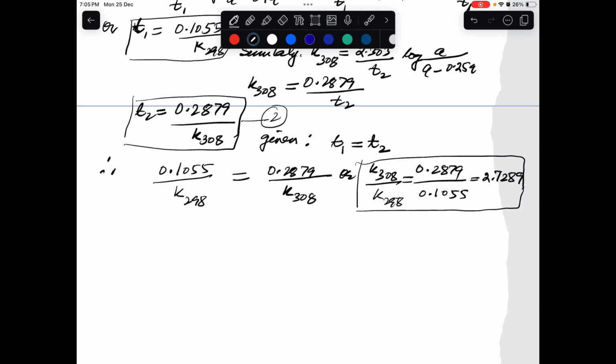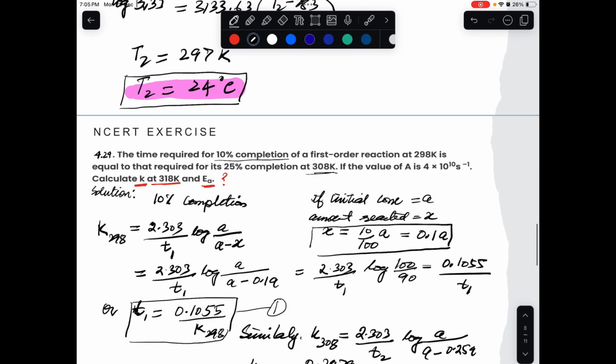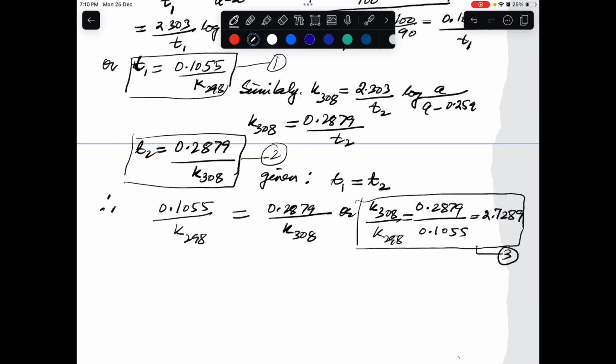Fine. Now what do we have to calculate? We have to calculate K at 318 Kelvin. Okay, so we can write down the Arrhenius equation at two different temperatures.